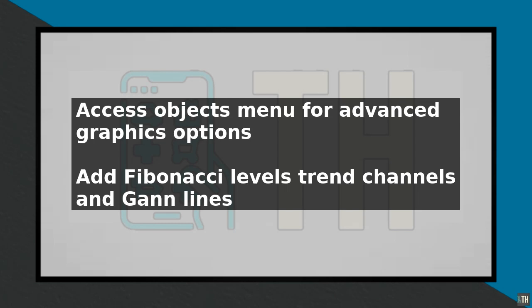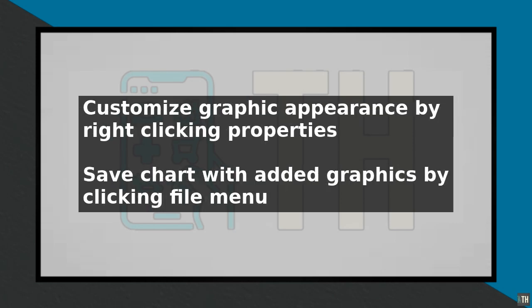Once you have added a graphic to your chart, you can customize its appearance by right-clicking on the graphic and selecting the Properties option. This will give you a range of options for changing the color, size, and style of the graphic. Finally, to save your chart with the added graphics, click on the File menu and select the Save option. This will save your chart with all of the added graphics, so you can easily access it again later.